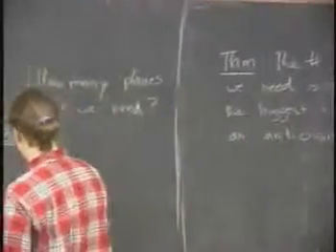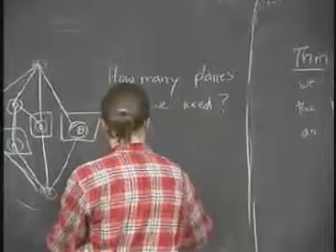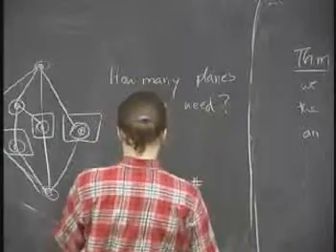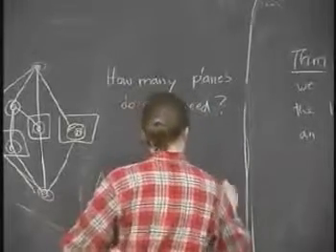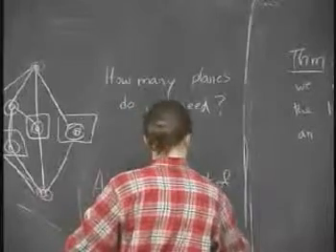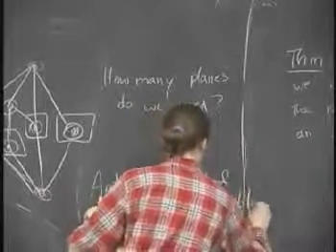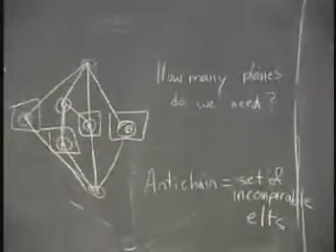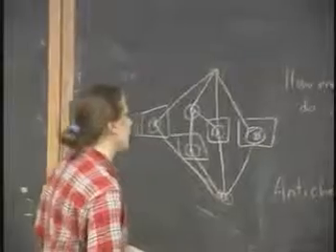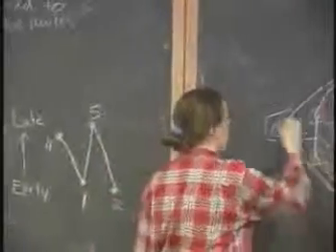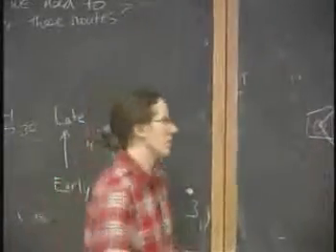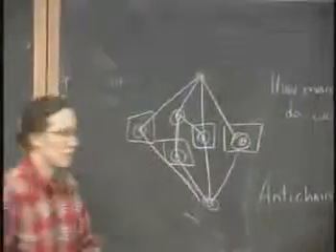So an antichain is a set of incomparable elements. It turns out the other theorem that we need here is that the size of a maximal antichain is also the number of chains that we need to cover our graph. A chain is something that just goes straight up. And so here we have 1 chain, 2 chains, 3 chains, 4 chains.